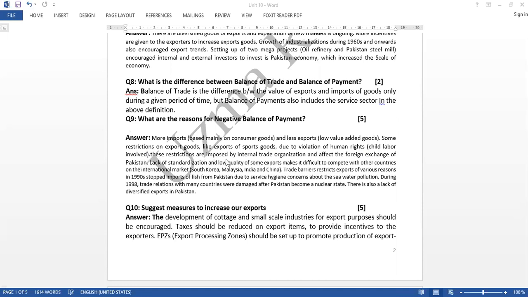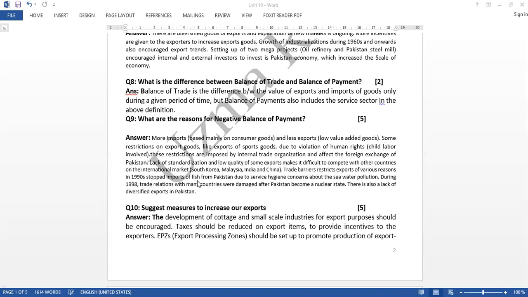These restrictions are imposed by international trade organizations and affect the foreign exchange of Pakistan. Lack of standardization and low quality of some exports makes it difficult to compete with other countries in 1990s.